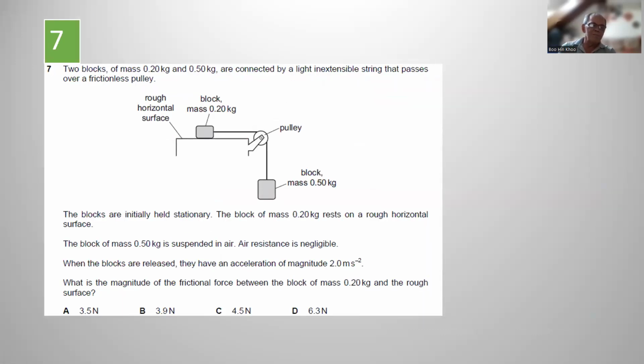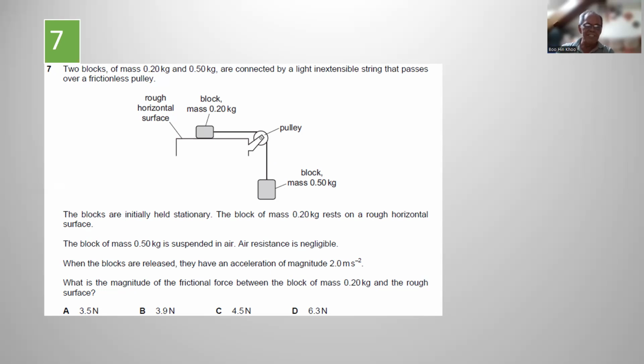Okay. Two blocks of mass 0.2 kilogram and 0.5 kilogram are connected by a light inextensible string that passes over a frictionless pulley. So we don't worry about the string and the pulley anymore. The blocks are initially held stationary. The block of mass 0.2 rests on a rough horizontal surface, so there's friction there. The block of 0.5 kilogram is suspended in air.